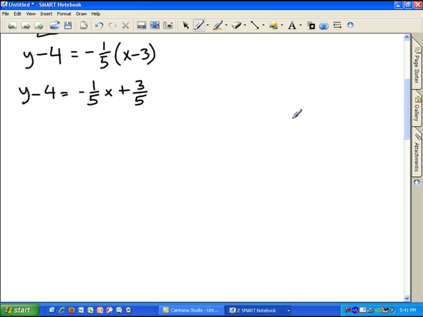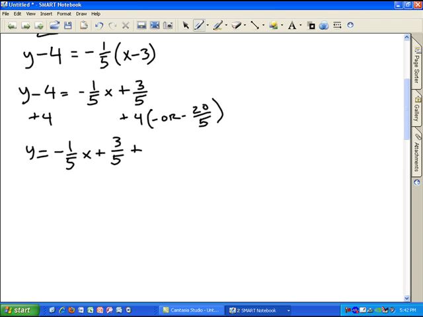Now, isolating that y, getting that y by himself over there is what we want to do to find the equation of this line. We're going to have to add 4 to each side, or I just made 4 into 20 over 5 just to keep these common denominators the same. It's up to you. It's a little easier for me in my head. And doing that, we'll get y equals negative 1/5 x plus 3/5 plus 20/5.